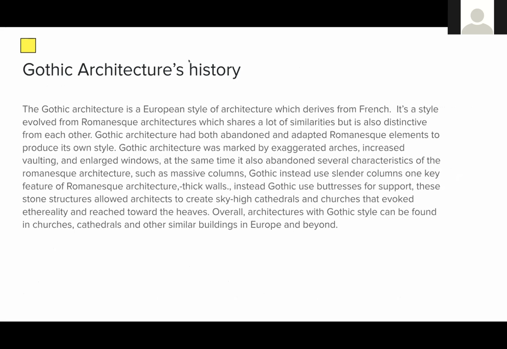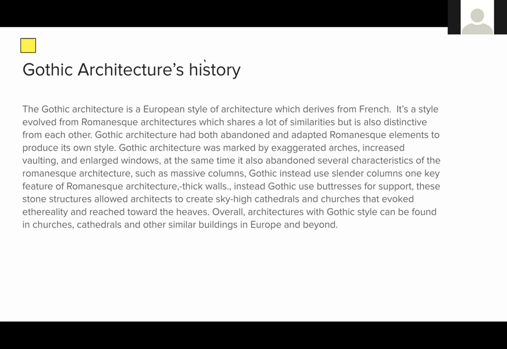This is the difference between Romanesque architecture and Gothic. Gothic architecture is a European style of architecture which derives from French. The style evolves from Romanesque architecture, which shares a lot of similarity but is also distinctive from each other. Gothic architecture both abandoned and adapted Romanesque elements to produce its own style.